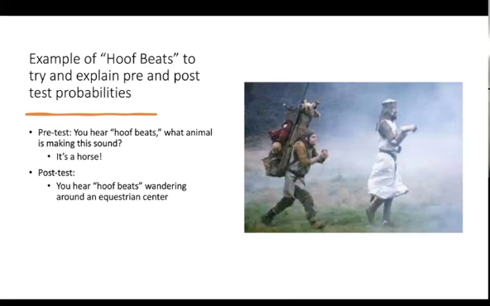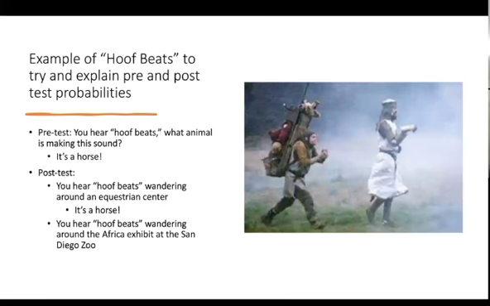So let's say you're hearing hoofbeats and you're wandering around an equestrian center. Basically what I've done is I have shored up my hypothesis that it's a horse. I was almost certain before it was a horse, and now I'm dead certain. It's definitely a horse. I'm at an equestrian center. This is where horses live, for goodness sake. It's still a horse. But let's say I hear hoofbeats and I'm wandering around the African exhibit at the San Diego Zoo, right? Now it could be something different. Now I might be thinking, you know what? It could be a horse.